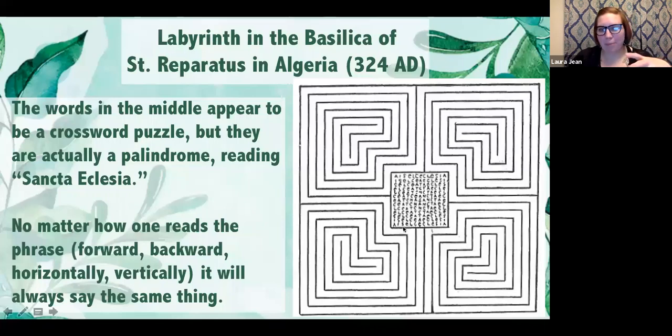It's like a replica. But one really cool thing I noticed when I was reading about it is that you can see it says in the middle, Sancta Ecclesia, and it's a palindrome. A palindrome is a word that any way you read it, any way you look at it, it's still going to say the same thing. So the cool thing about that is no matter where you're standing in the labyrinth, no matter what angle you're looking at it from, it's still going to say the same thing. So I thought that was really, really neat.